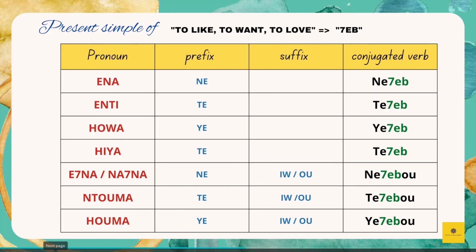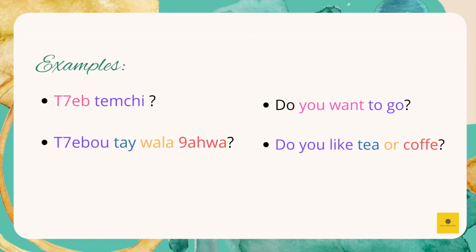Is it clear? Let me know in the comments if it's clear for you. Now let's see some examples of how we can use these verbs by making small little sentences. The first example says تحب تمشي. تحب here translates to you want. تمشي is to go. So تحب تمشي, do you want to go? تحب is you want. تمشي is you go.